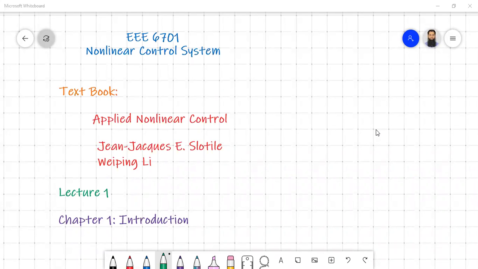8886701 Nonlinear Control System. This is the first class of this course. So at the beginning, let us know the textbook that we are going to follow mainly in this course is Applied Nonlinear Control by Slotine and Li.